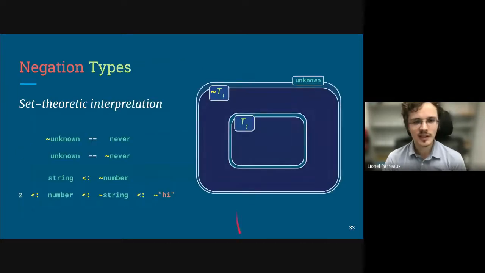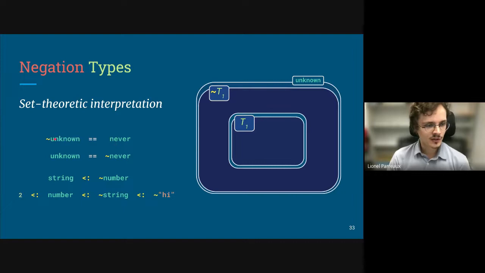So what are negation types? You can go back to the set theoretic understanding, where basically, if you have a type T1, then its negation is all the values that are not in T1, okay? And basically, the negation unioned with the type is basically the set of all values. So in particular, we have interesting relationships, such as not unknown is the same as never. So not top is the same as bottom. Unknown is also not never. And string is a subtype of not number because there are no values that are both strings and numbers, basically.